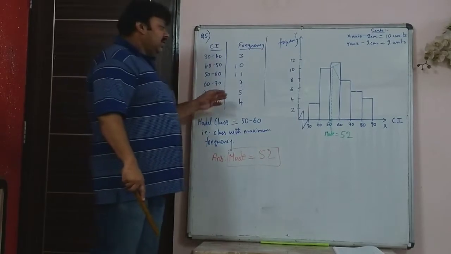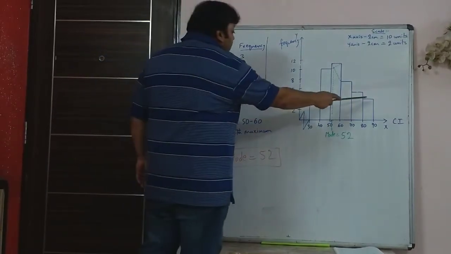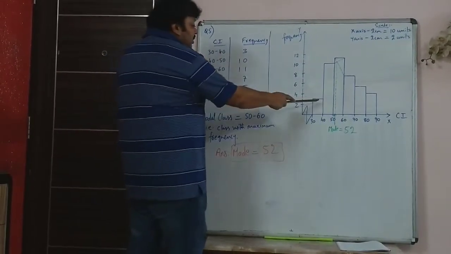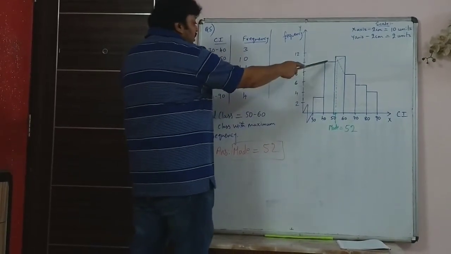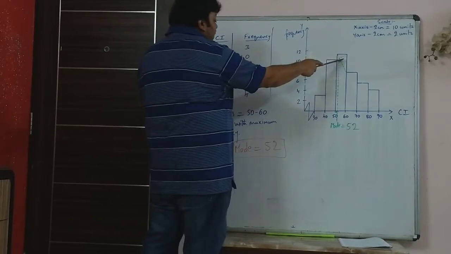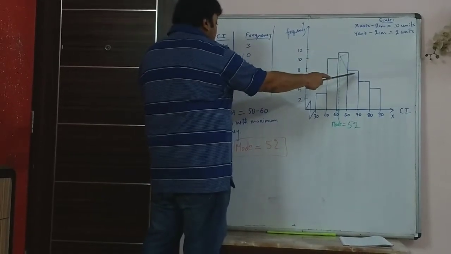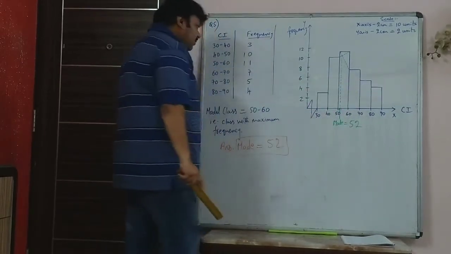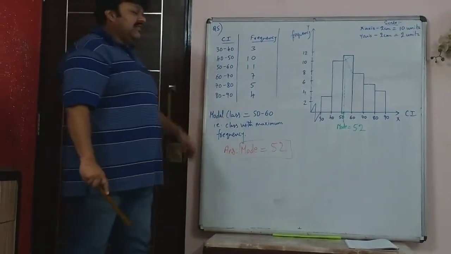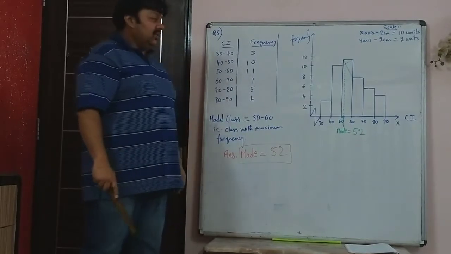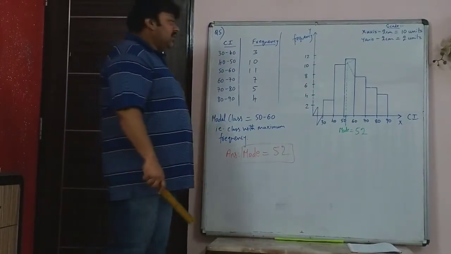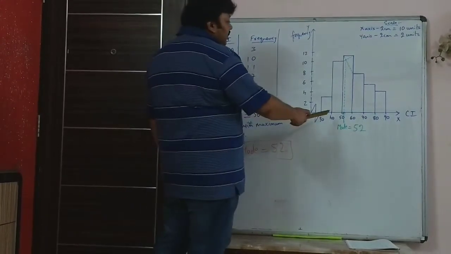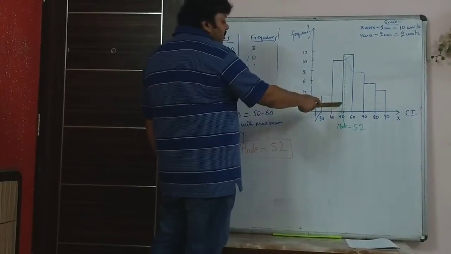And the last one, 80 to 90, has frequency 4. So this is as per the data given. The frequencies are 3, 10, 11, 7, 5, and the last one is 4. So that is as per the data that is given. Once you draw the graph, you have to see which is the class with the maximum frequency.